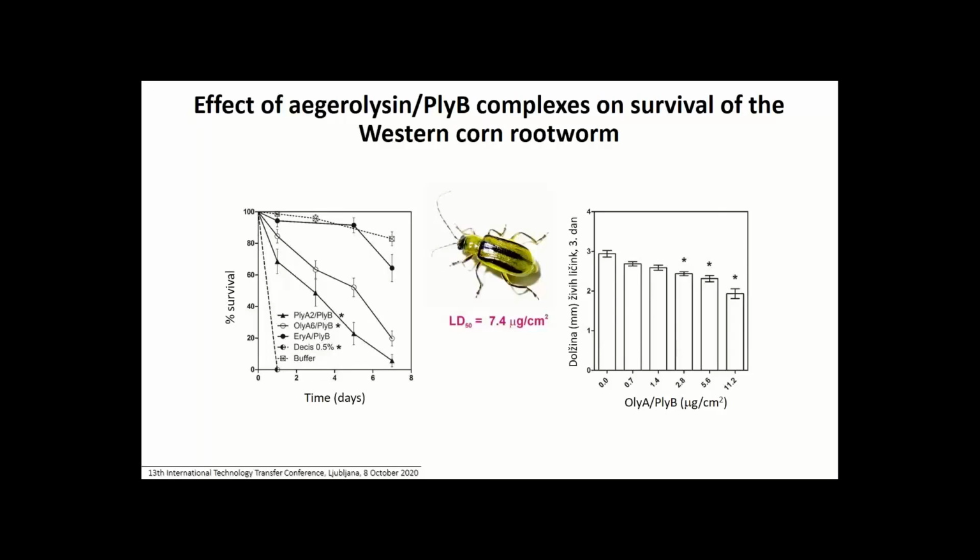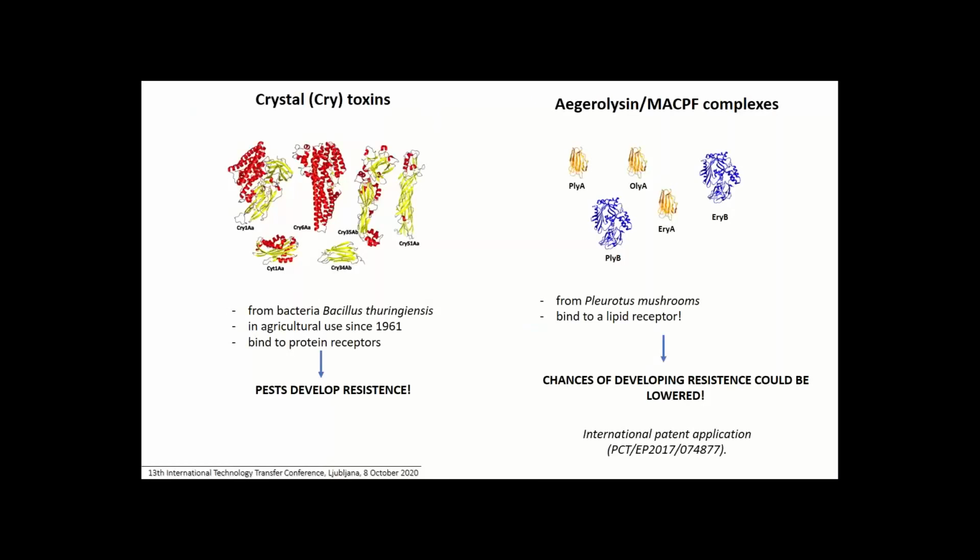So, to conclude, I would like to say that proteinaceous bioinsecticides are not new in agriculture. Since the 1960s, some bacterial proteins are used, and these are proteins from the bacterium Bacillus thuringiensis. There are approximately 300 of these proteins, and their mechanism of action is by binding to protein receptors in the insect midgut. The problem is that many insects have developed resistance to these proteins, and one of the mechanisms of the resistance is modification of the protein receptor.